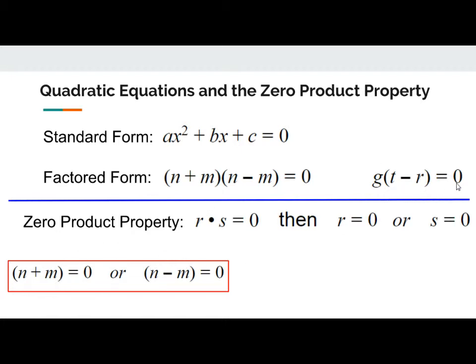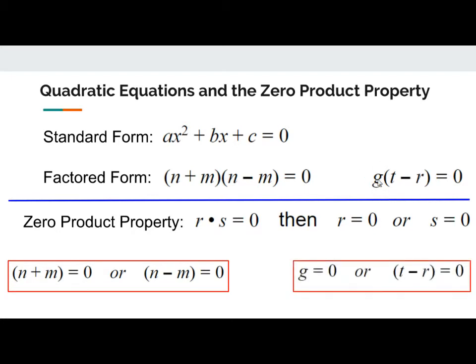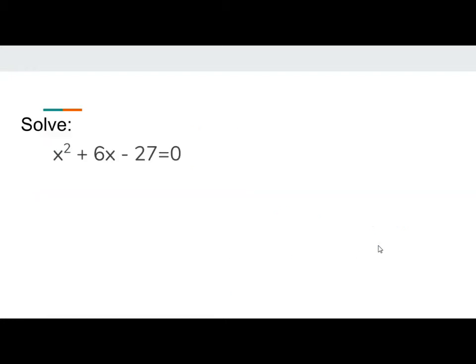Same idea with this other form of the factored quadratic here. Either g would be 0 or t minus r would be 0. Because again, we've got a product of two different factors and they equal 0. One of them has to be 0. At least one of them. Let's do an example to see how this plays out.